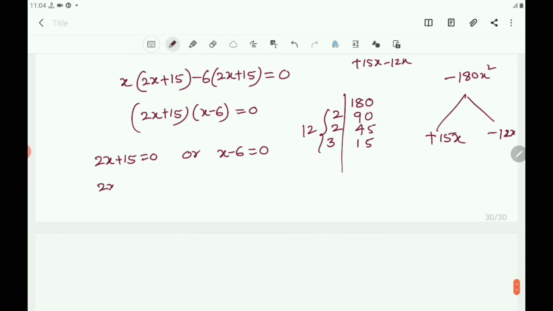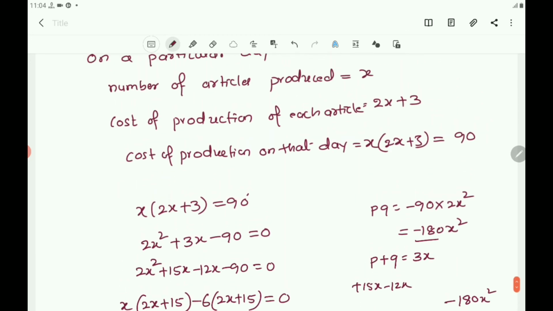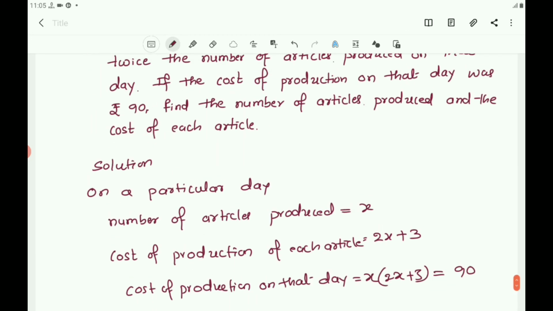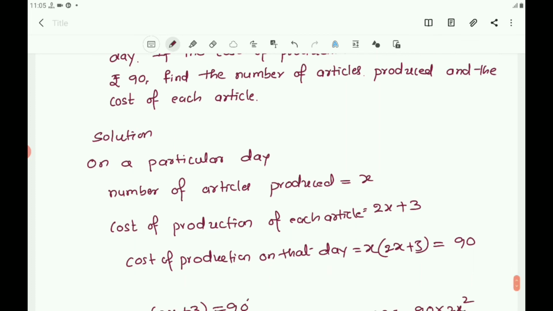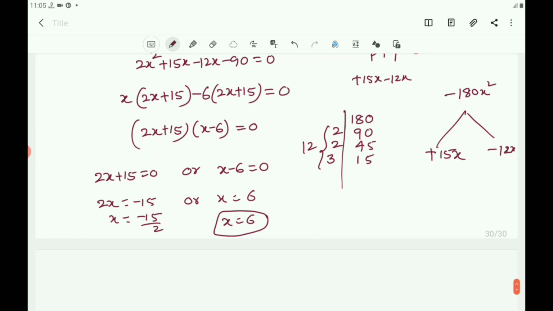Then 2x equals minus 15, so x equals minus 15 by 2, or x equals 6. This is to be considered because it is positive. The number of articles must be a positive integer. So the number of articles produced on the particular day is 6 articles. And what is the cost of each article?